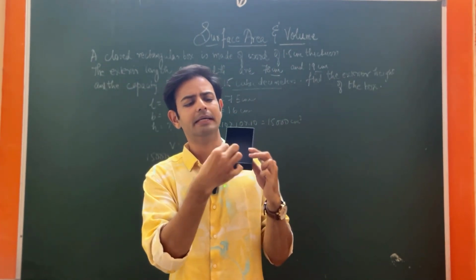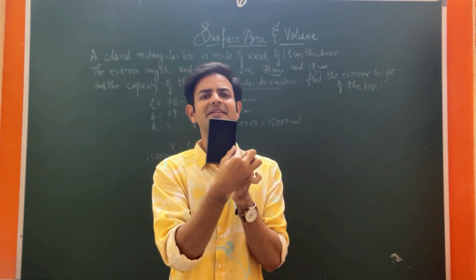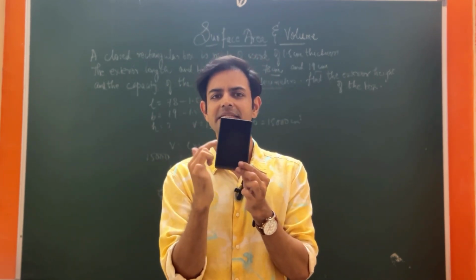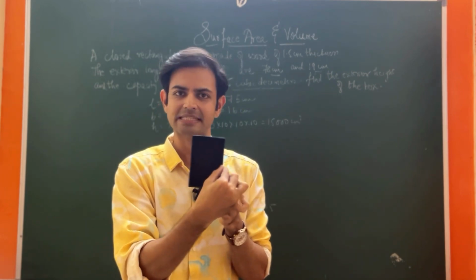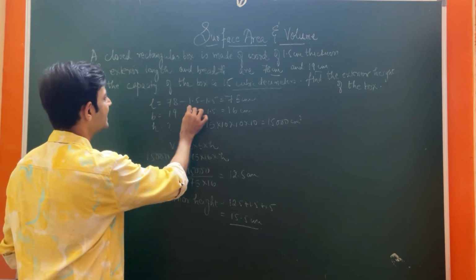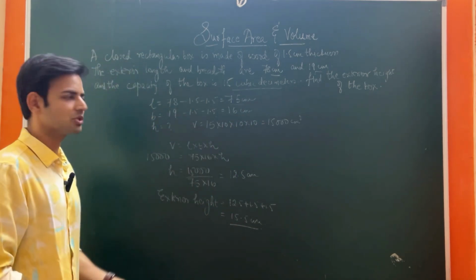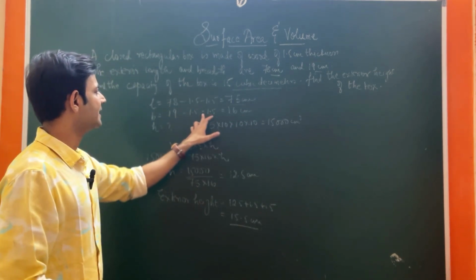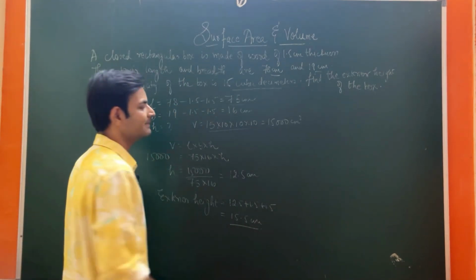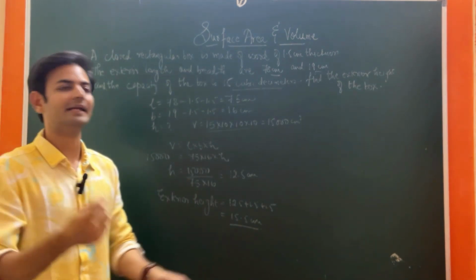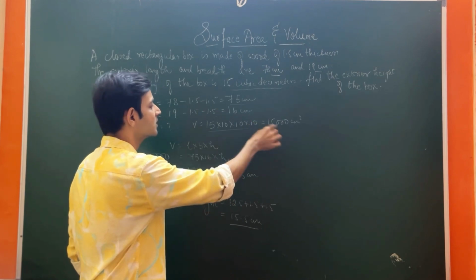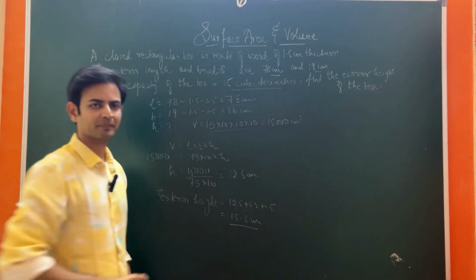As we see here, there is a thickness here and there is a thickness here. So exterior minus 1.5 from this side and minus 1.5 from this side. So here we have L is equal to 78 minus 3, which is 75 centimeter, and breadth is 19 minus 3, that is 16 centimeter. Volume is in decimeter, so we have to convert that into centimeter cube. For that we multiply 10 three times because it is centimeter cube.